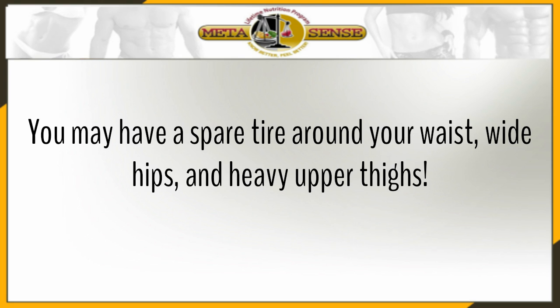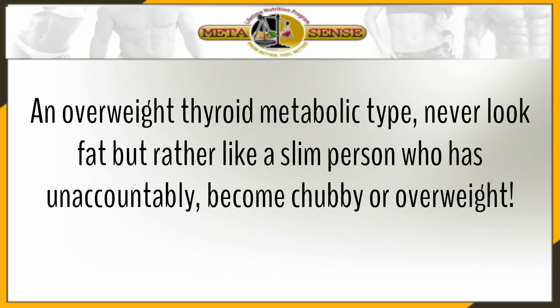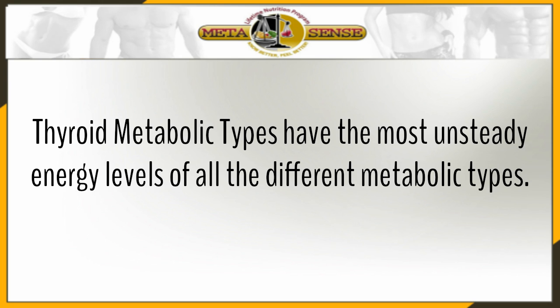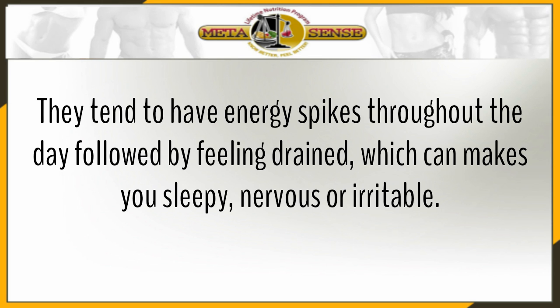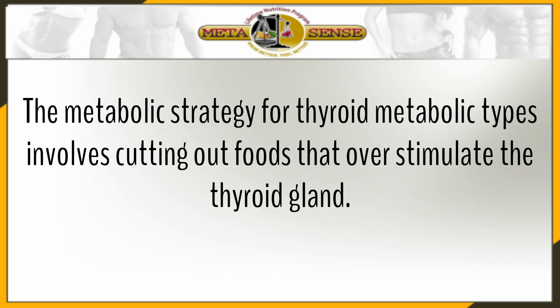They may have a spare tire around their waist, wide hips, and heavy upper thighs. An overweight thyroid metabolic type never looks like a fat person, but rather like a slim person who has unaccountably become fat. Thyroid metabolic types have the most unstable energy levels of all the different metabolic types. They tend to have energy spikes throughout the day, followed by feeling drained, which can make you sleepy, nervous, or irritable. Basically, the metabolic strategy plan for a thyroid metabolic type involves cutting out foods that overstimulate the thyroid gland.